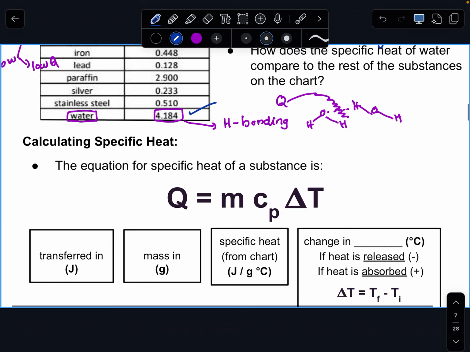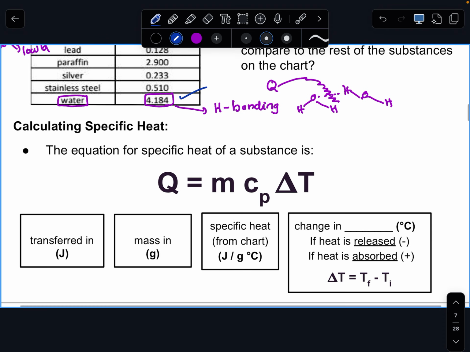Those are the things you have to understand to answer some of the conceptual questions. Okay, then the calculation part. This is an equation, it is given in your formula sheet. You have to understand what each variable means. Q means heat.